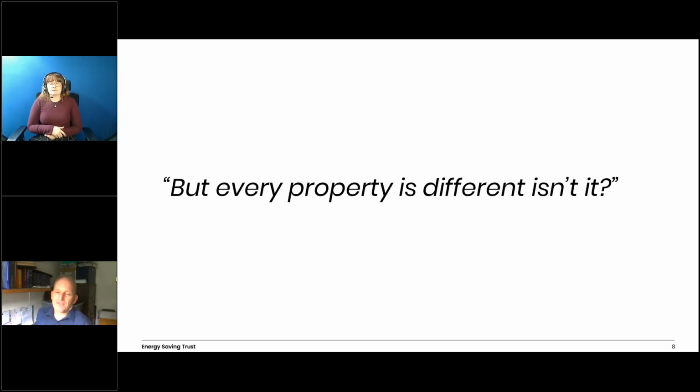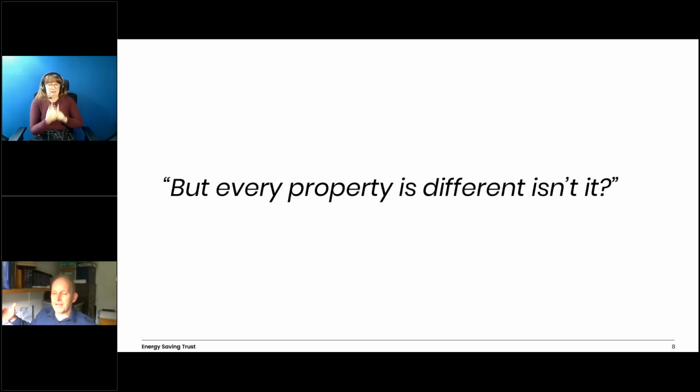Moving on, the last thing, but you're saying, hang on a minute, every property is different, isn't it? When it comes down to it, that's absolutely true. You can look at a row of terraces and they're all nominally identical, but they are all different. And when it comes down to actually delivering a retrofit campaign, you need to get in and do retrofit assessments and really understand the detail of those properties.